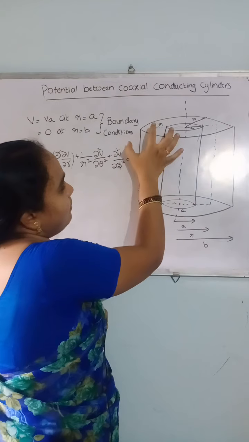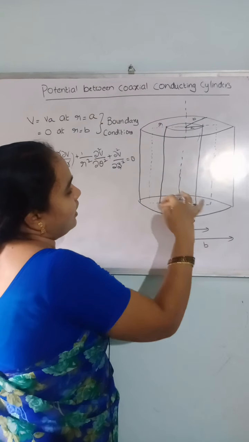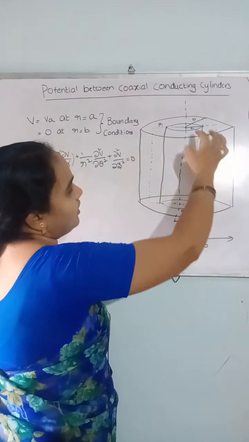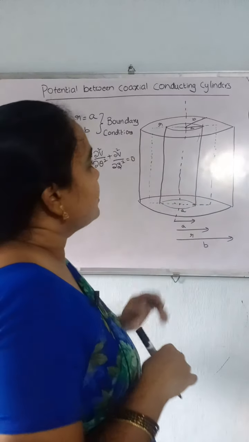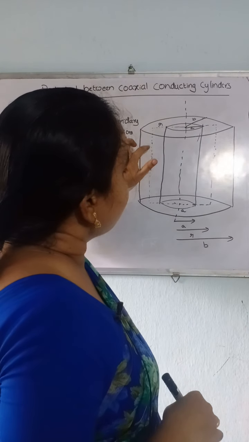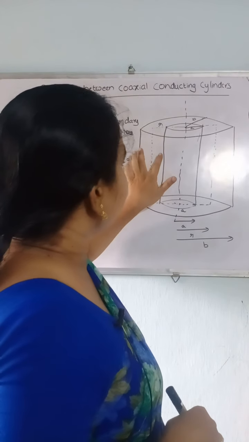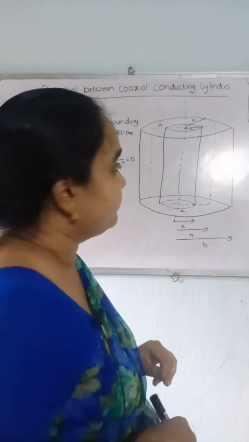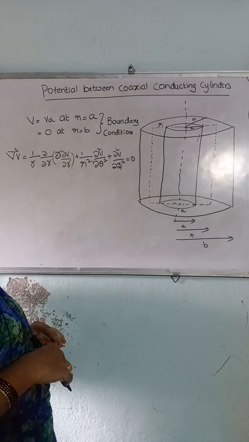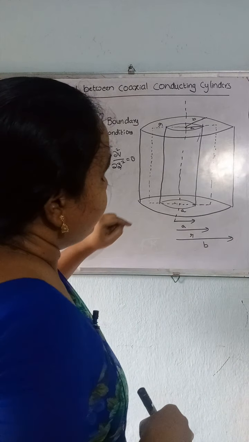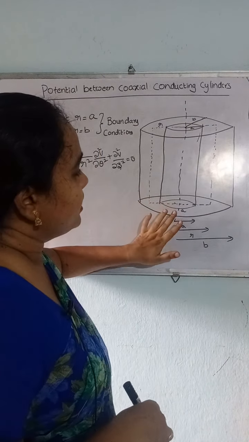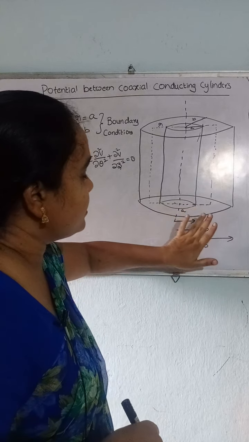Let us consider a point R. So assume a cylinder having radius R. Our aim is to calculate what is the potential at a point R due to these two conducting cylinders. In order to solve this, for simplicity, let us assume that these two cylinders are charged.